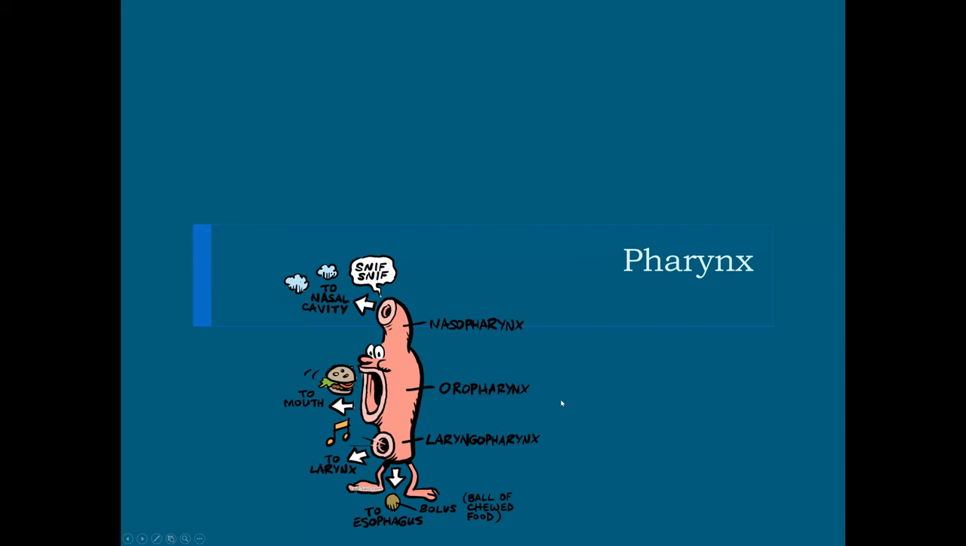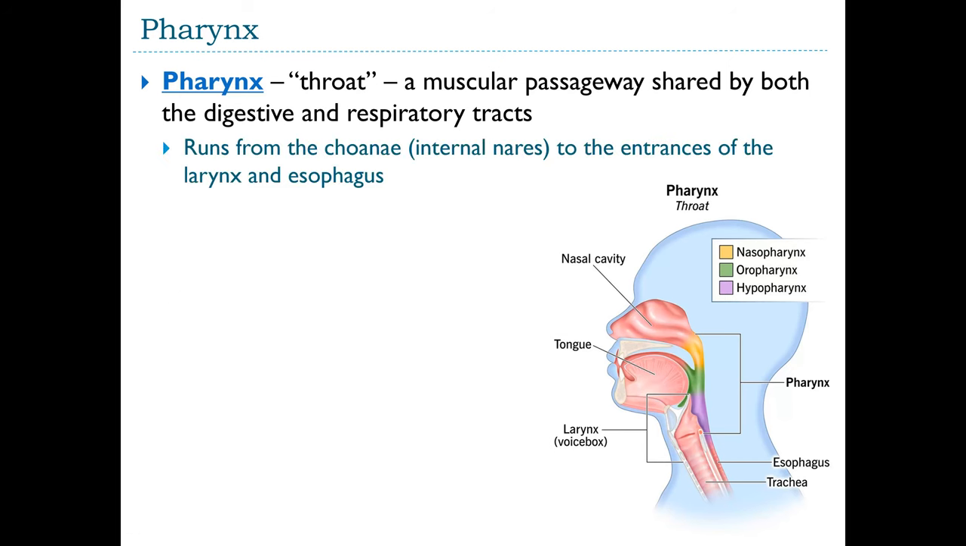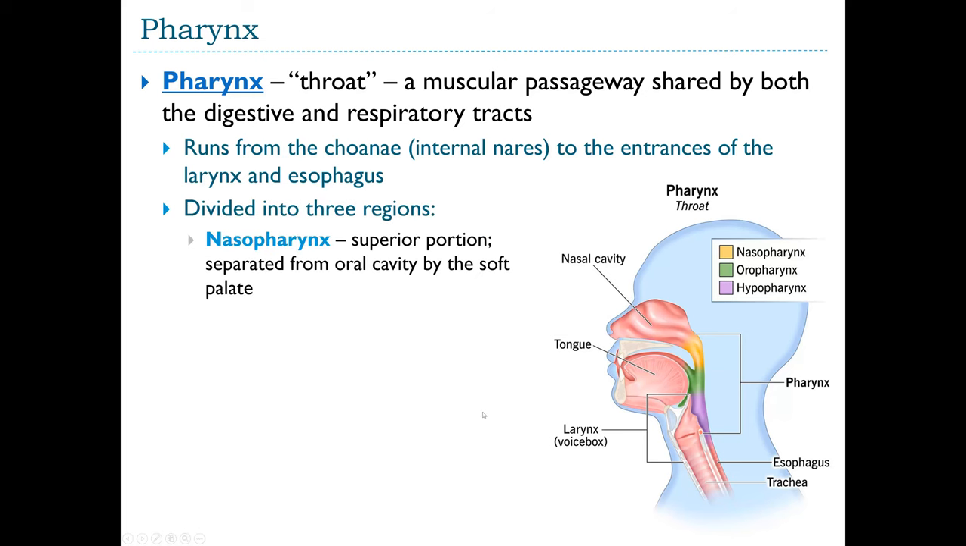In this short section, we'll look at the pharynx. So the pharynx, otherwise known as the throat, is a muscular passageway shared by both the digestive tract and the respiratory tract. It runs from the choanae, which are the internal nares, to the entrances of the larynx and the esophagus. So it's divided into three regions, and in this picture the three regions are given different colors.